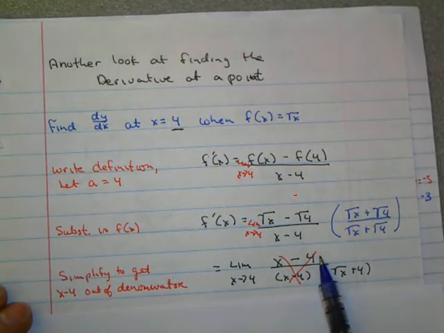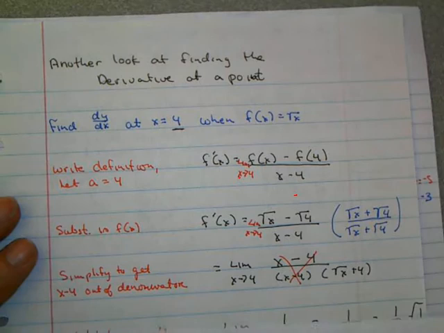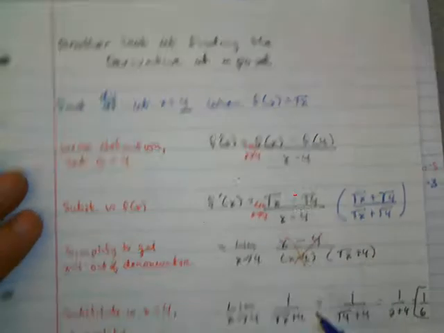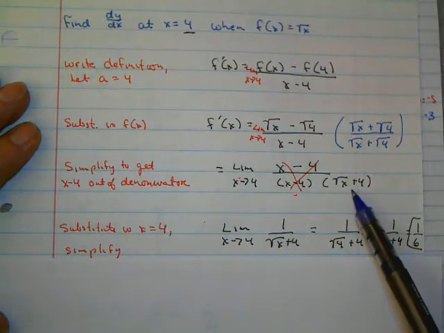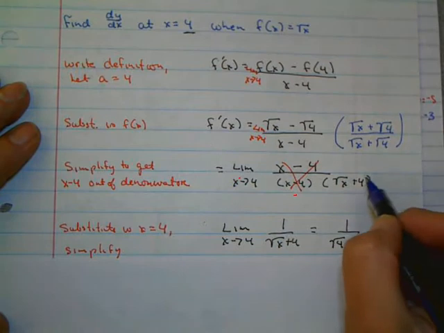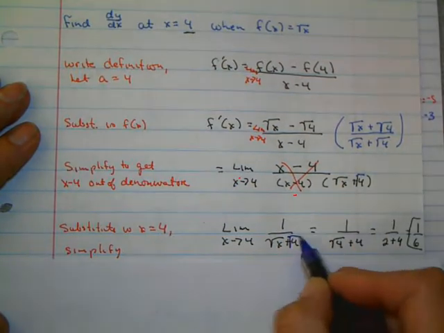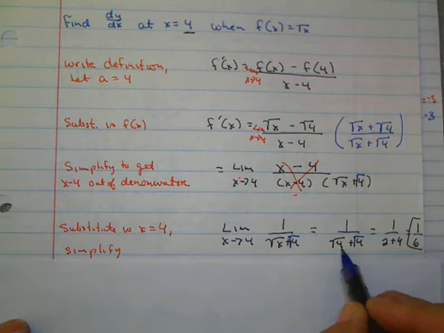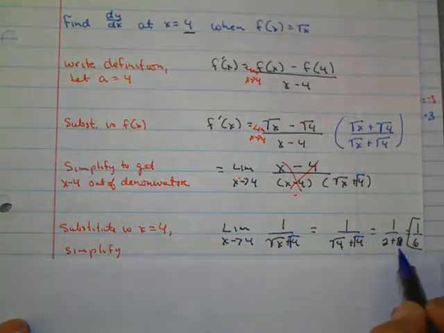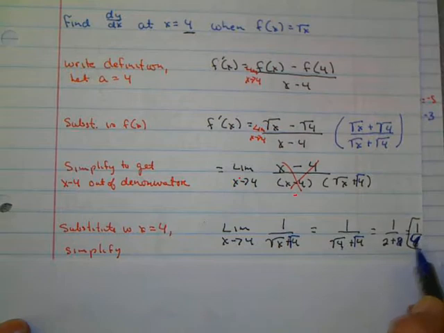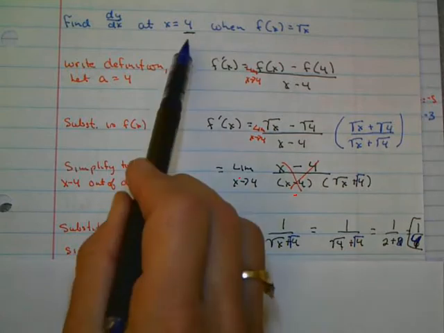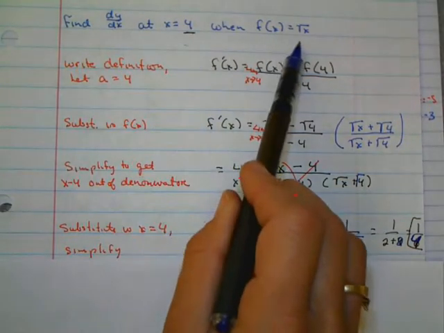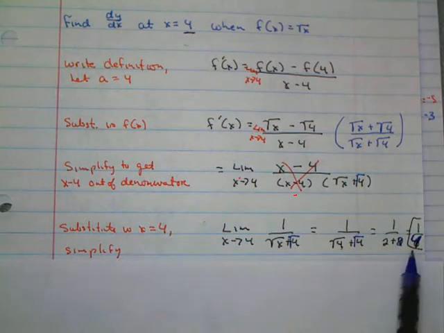That's nice, because now I can cancel that out of the numerator and denominator and be left with 1 over square root of x plus the square root of 4. And that's going to give me 1 over 2 plus 2, which is 1/4. So that tells me that at x equals 4, the slope of the square root of x function is 1/4. It's rising 1 for every 4 it runs.